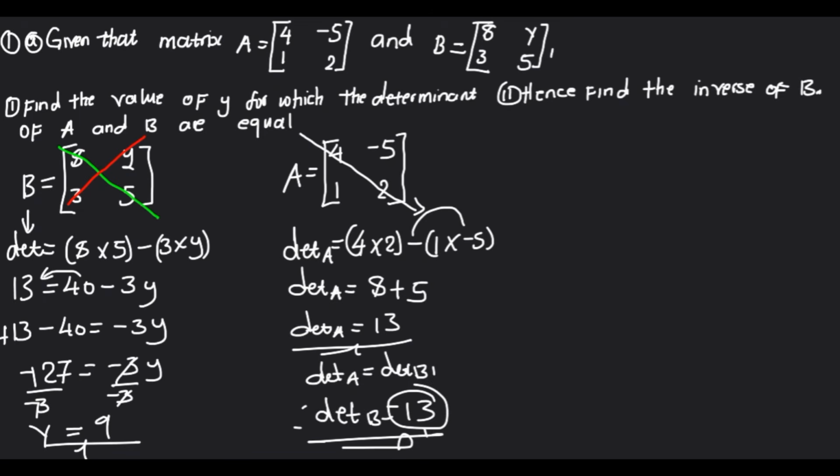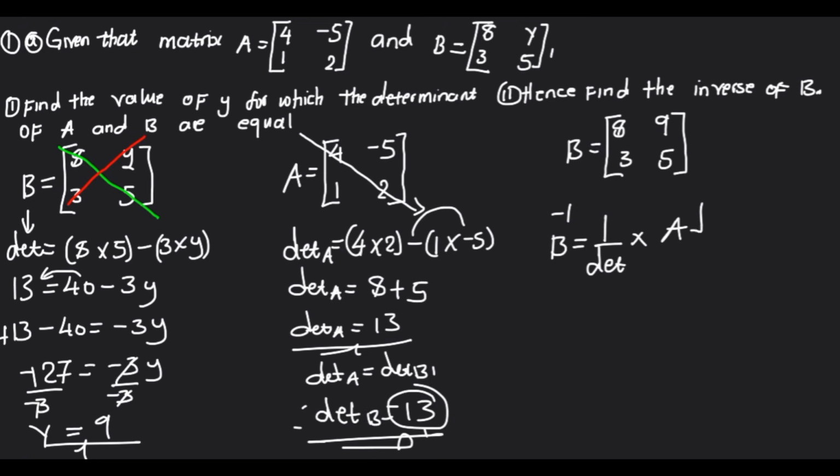So let us write the matrix for B with its now actual numbers. Here we have 8, then Y is 9, 3, 5. Now, since we have the actual matrix with its elements, let's find the inverse of B. So inverse of B is B raised to the power -1. Then the formula is equal to 1 over determinant multiplied by its adjoint. So we need to find the adjoint of matrix B.